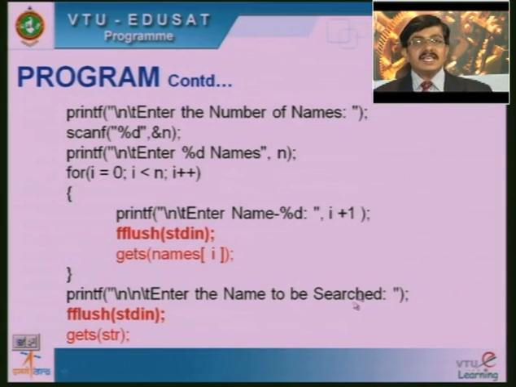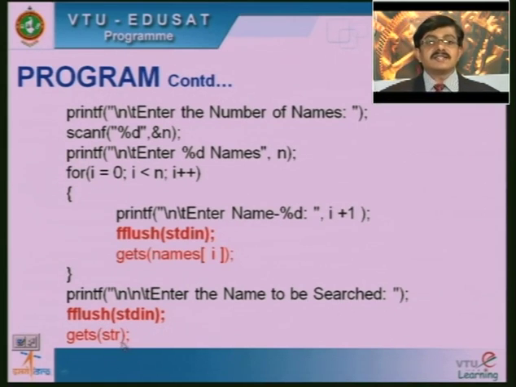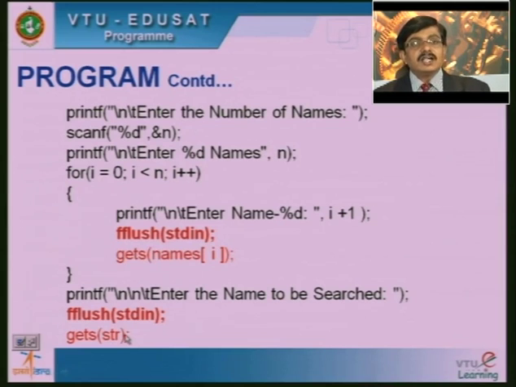We have to read the key element, the name of the key which is to be searched. So, here again we have to fflush(stdin), then gets(str). It is recommended that whenever you use the gets or fgets functions, you must use fflush(stdin). Now, after that, we will be reading the name to be searched in the list of names.